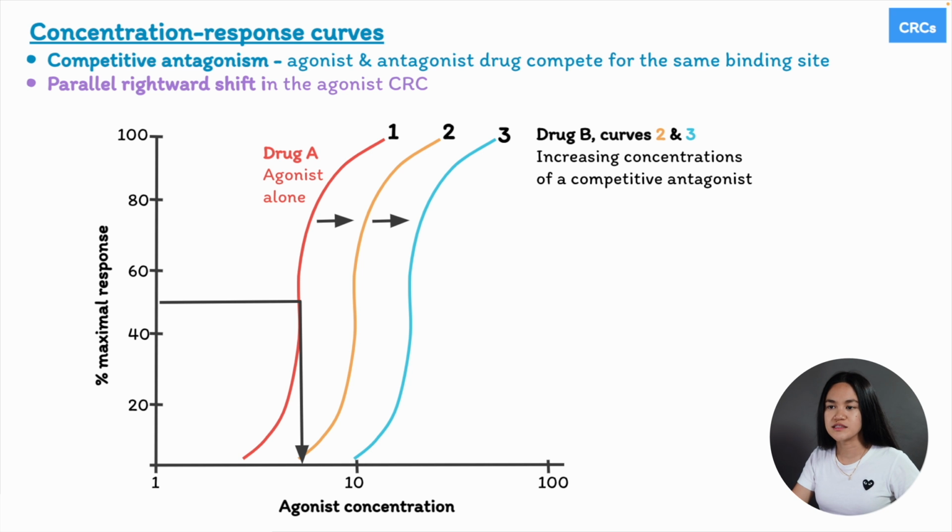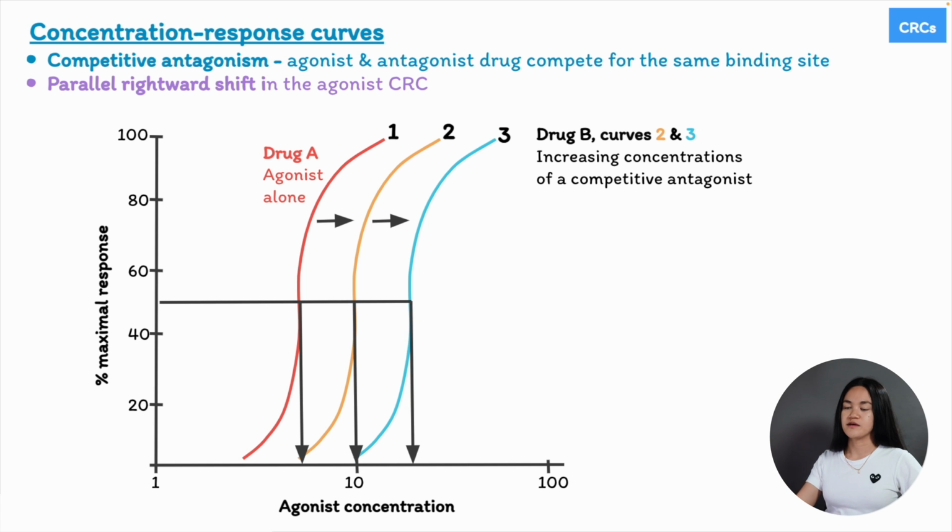Okay, so in the presence of the competitive antagonist, the agonist needs to be in higher concentrations to beat it and turn on enough receptors to get the full effect. Okay? Now, there are 2 key observations to make here. The first one is the presence of the competitive antagonist alters the EC50 values of the agonist drug. It increases the EC50, meaning higher concentrations of the agonist are needed to achieve 50% of the maximum response.